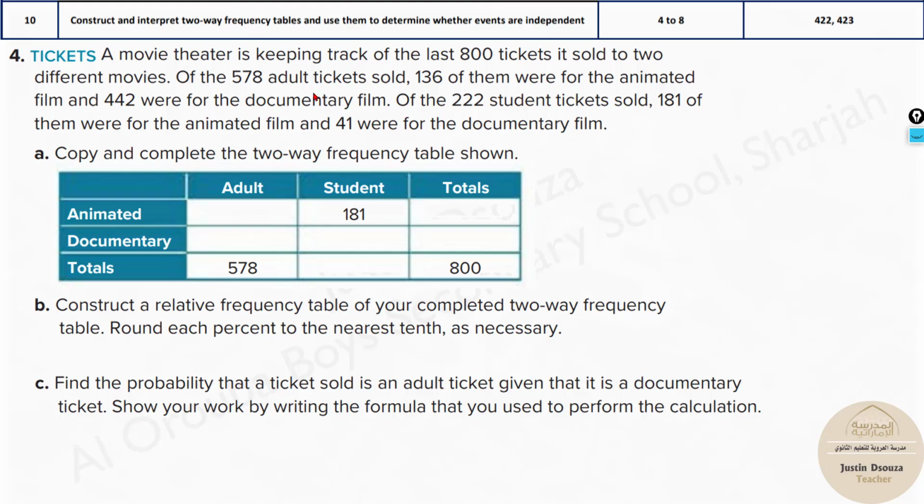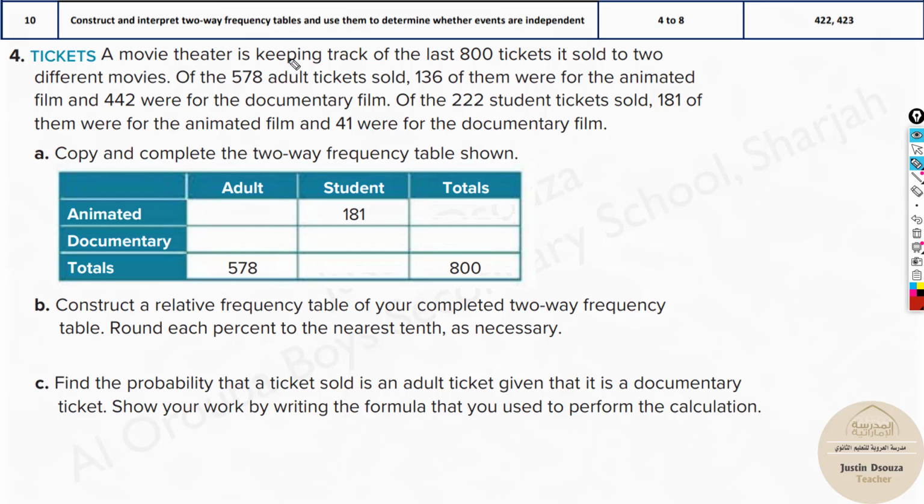This much data is for the adult tickets. Of the 222 student tickets sold, 181 of them were for the animated film and 41 were for the documentary film. Copy and complete a two-way frequency table as shown. Here they have given a frequency table, but it's incomplete. Let's complete it. Animated, adult.